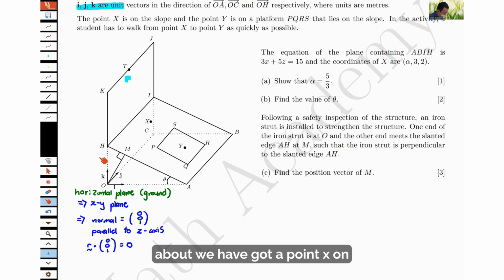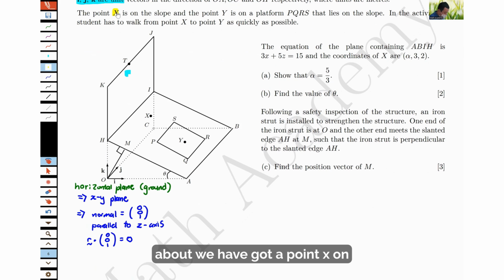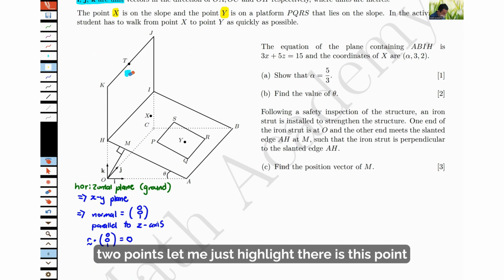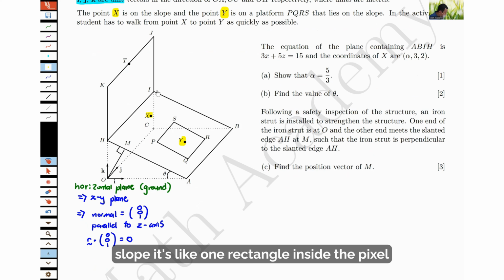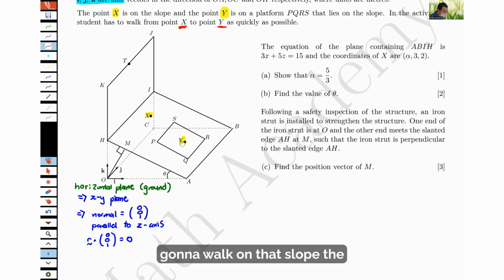Then more things that they talked about. We have got a point X on the slope and another point Y on the platform PQRS. Now, where are these 2 points? Let me just highlight. There is this point X on this big slope, and there's another point Y on the platform PQRS. So PQRS is like one segment of the big slope. It's like one rectangle inside the big slope. Then they say in that activity, my student has to walk from point X to point Y. So they're going to walk on that slope.